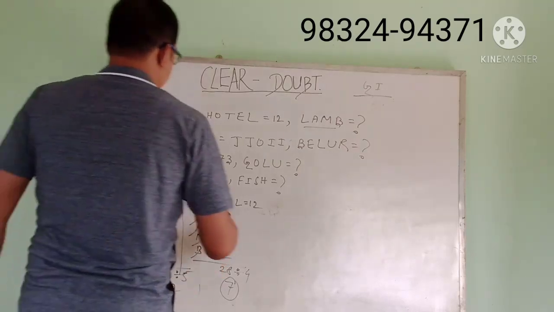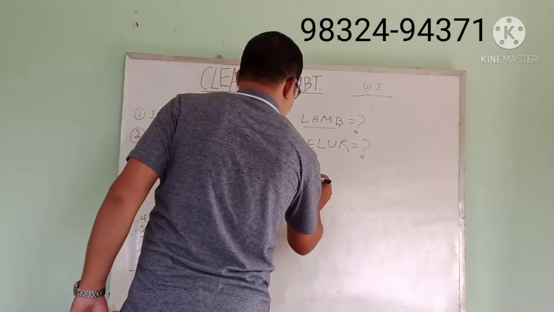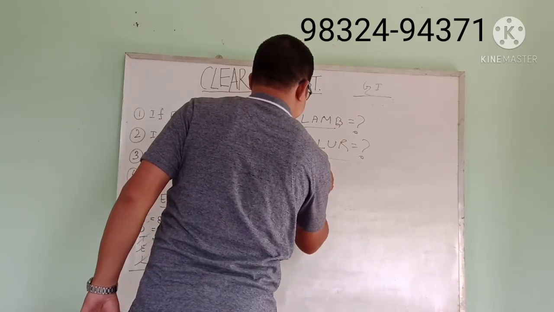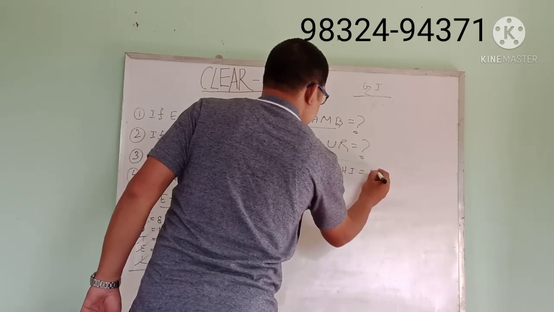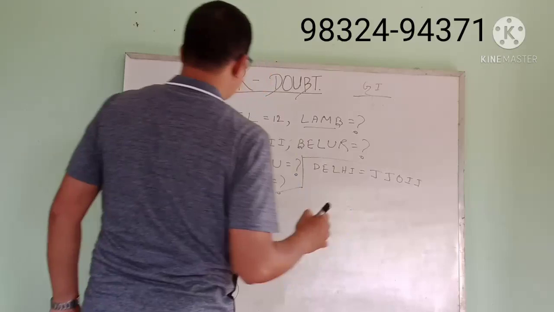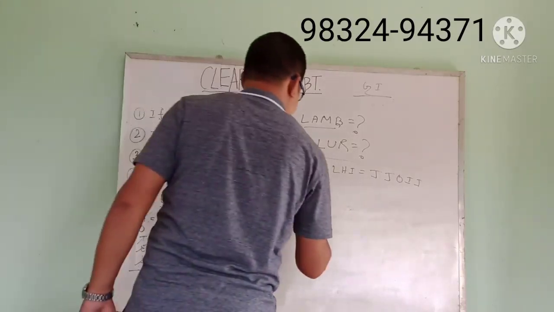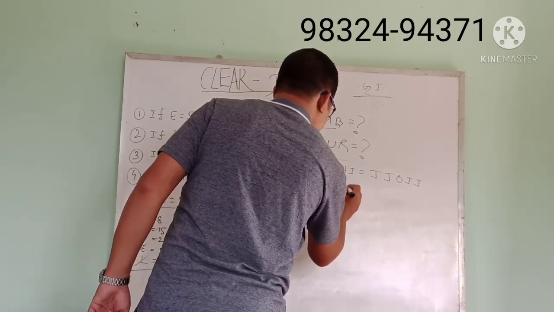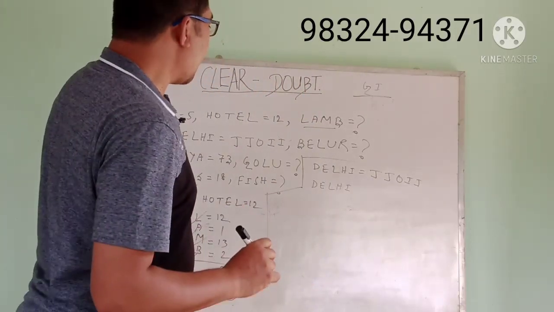Okay, next sum. See, if DELHI equals JJOII, this condition is there. So how can we calculate this? This is a different method. Suppose I write DELHI. In DELHI there are a total of 5 letters.